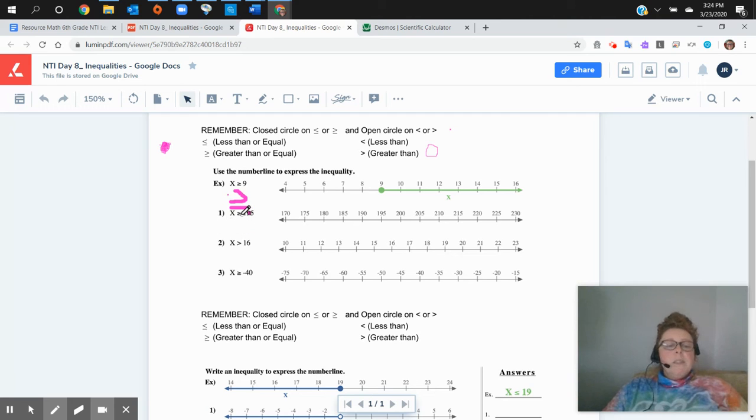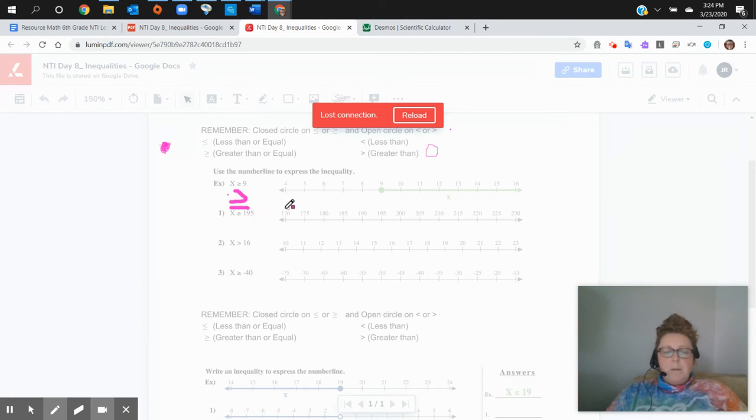Okay, and just a little hint for your practice numbers 1, 2, and 3: the arrows are always pointing that way. Okay, I'm on the camera and I'm backwards, so that's why they look backwards.